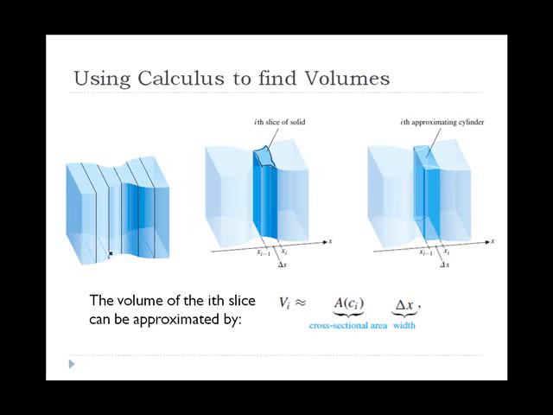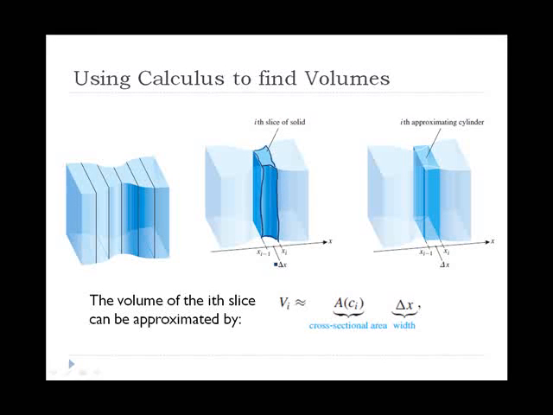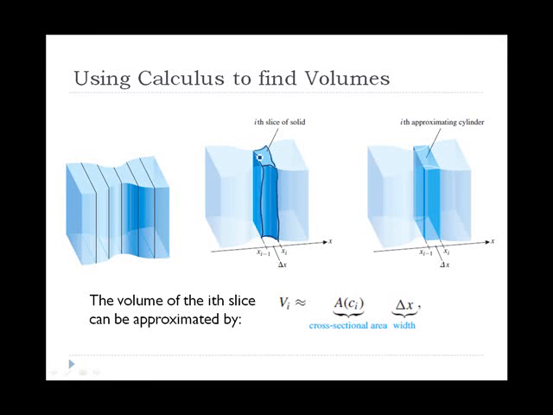So using calculus to find volumes, think of it as slicing a big region up into a bunch of pieces. The volume of this ith slice right here, whatever we call it, the first slice or the second slice or the third slice, is approximated by the area of this piece right here, so the area of this rectangle, times delta x. This is delta x, that's the width.